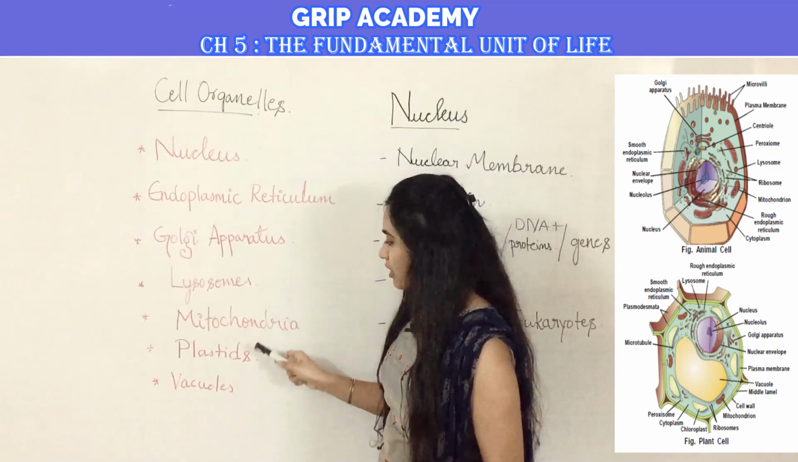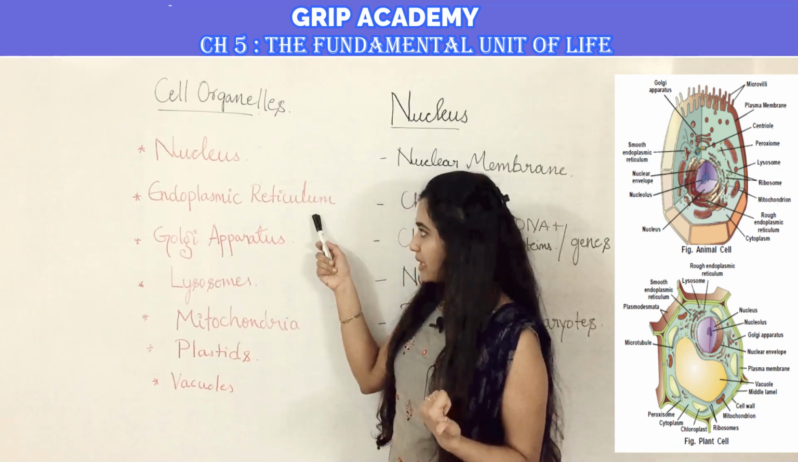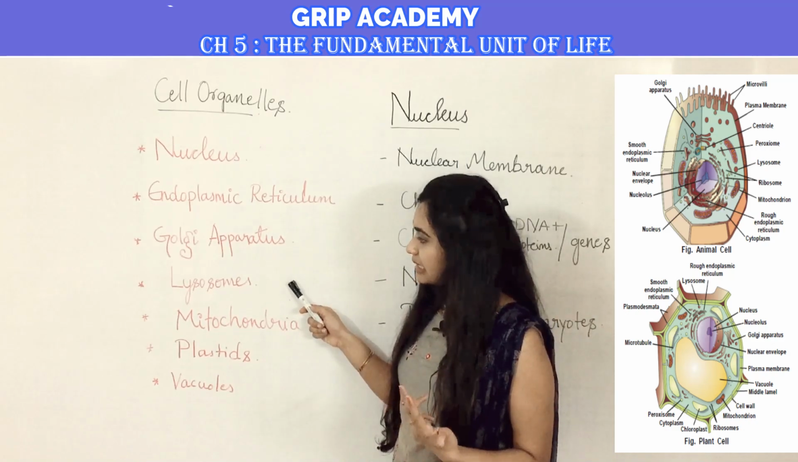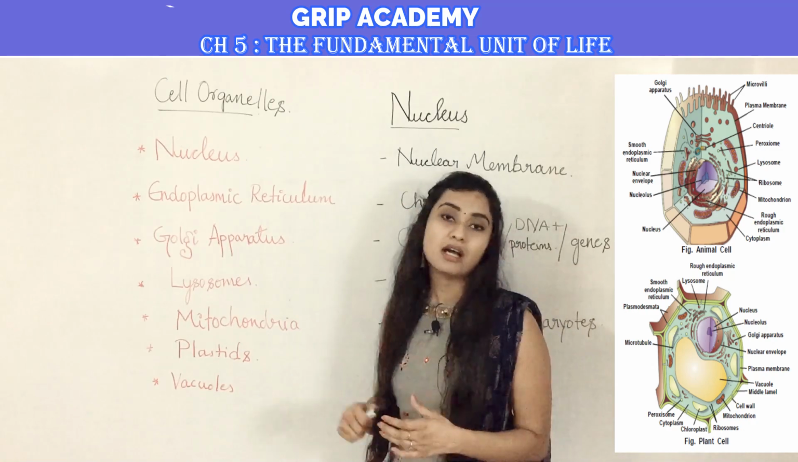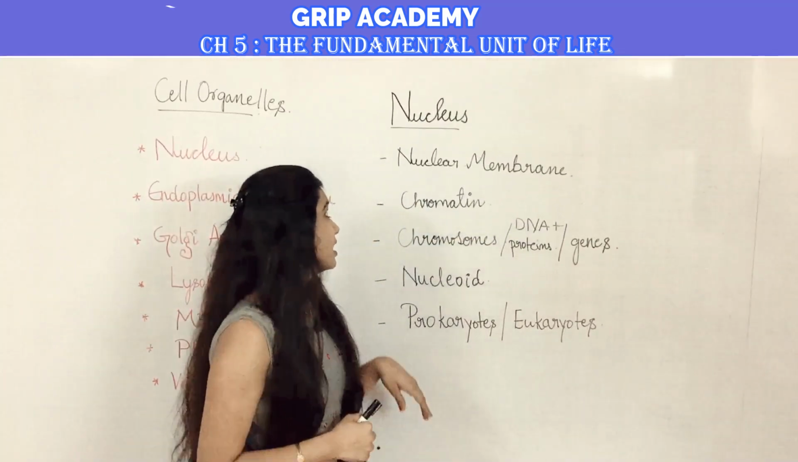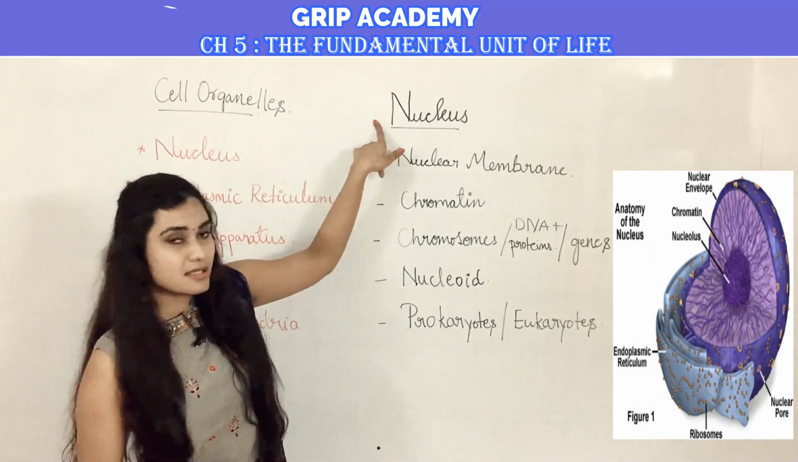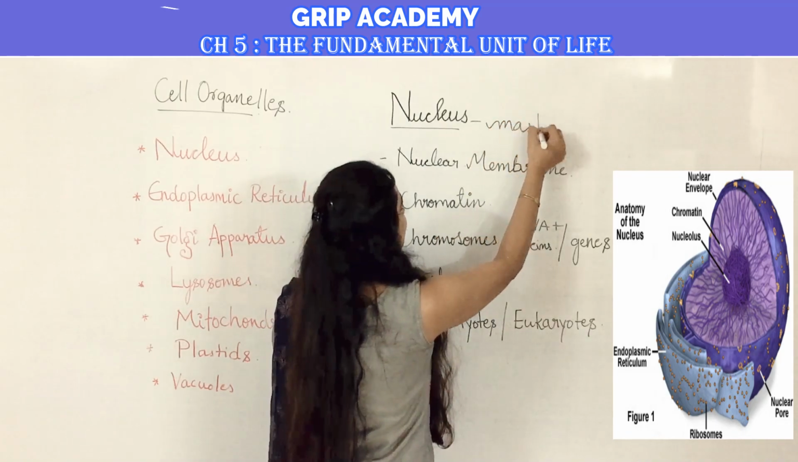And here are the cell organelles that we are going to study today. One being nucleus, the second being endoplasmic reticulum, third being Golgi apparatus, fourth being lysosomes, fifth mitochondria, sixth plastids, and seventh vacuoles. So coming to the first cell organelle, nucleus. Nucleus is also called a master cell organelle.